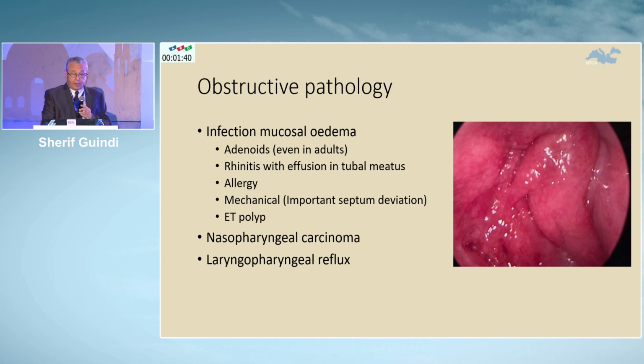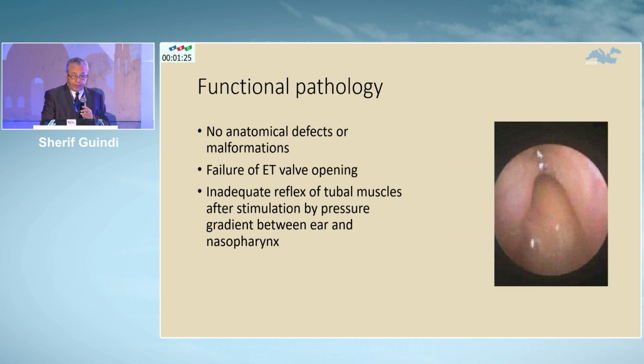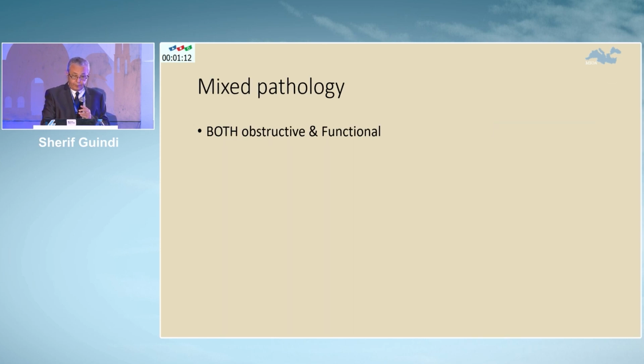Obstructive pathology includes infection, adenoids, sometimes even in adults, rhinitis with effusion, allergy, mechanical causes like an important septal deviation, an Eustachian tube polyp or just close to it, nasopharyngeal tumors, or laryngopharyngeal reflux. Or we might have a functional pathology where the muscles are not functioning at all, and we have an inadequate reflex of tubal muscles after stimulation by the pressure gradient between the ear and the nasopharynx. Or we might have a mixed pathology.